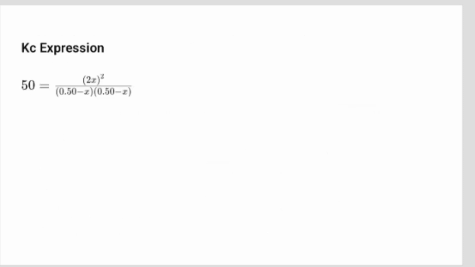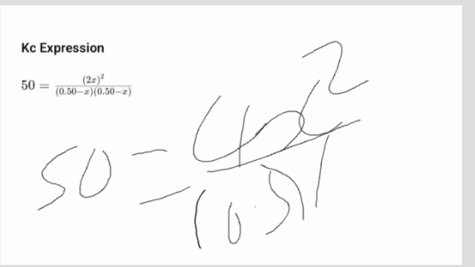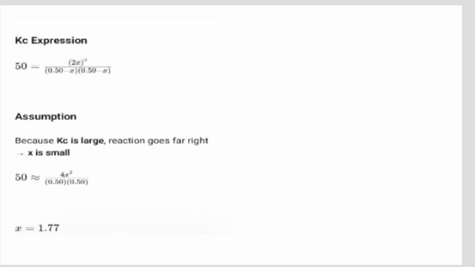For the assumption, we assume that x is small. So we remove the x, and we have 50 is equal to 4x squared over something like 0.5 times 0.5. We want to remove those minus x and minus x. So there we go. We remove the x, and our value of x is going to be 1.77.